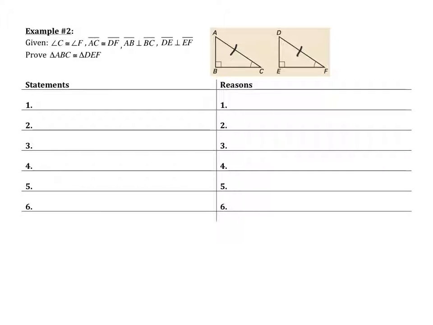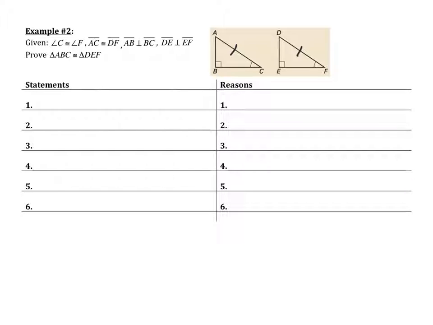On first instinct here, I think that I could use hypotenuse-leg since I technically have right triangles. However, I'm only given that the hypotenuses are congruent to each other. And there's nothing within my given information that I can use in order to prove that one of the legs are congruent to each other. So I know hypotenuse-leg is off the table. So I've got to find a different shortcut to prove that these two triangles are congruent.